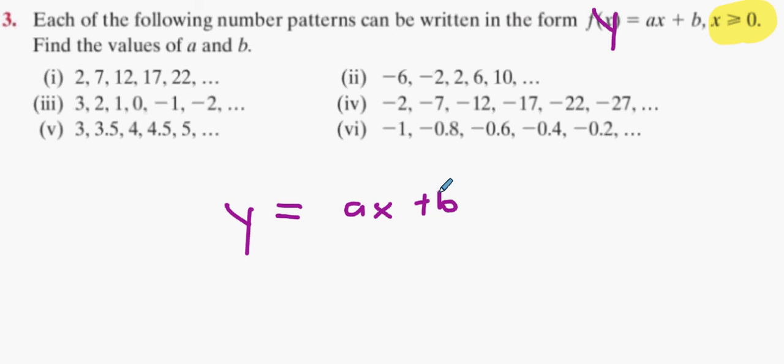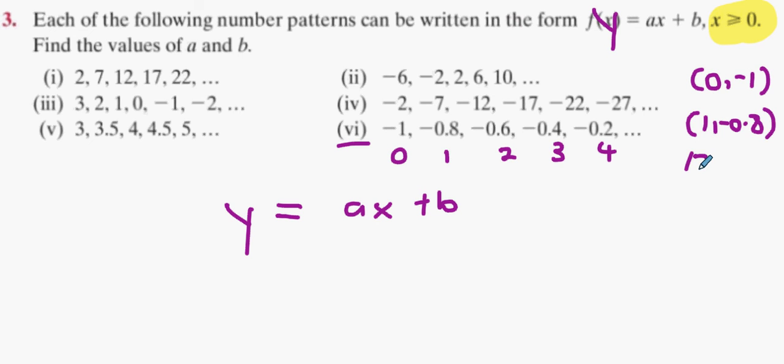For argument's sake, I'll take question 6, okay? That's x equals 0, that's x equals 1, that's x equals 2, that's x equals 3, and that's x equals 4. If we were to draw them as points, they'd look like this. 0, minus 1, 1, minus 0.8, and then 2, minus 0.6. Is that okay? Now here's what we're going to do. What's the y value of the first point? What's the x value of the first point? Therefore, what's the b value?